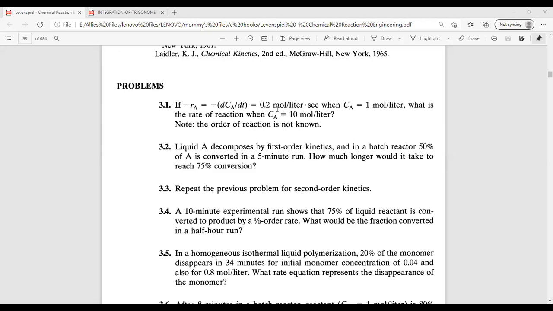Now, in problem 3.1, you're given that the rate is 0.2 moles per liter per second when the initial concentration is 1 mole per liter. What is the rate of reaction when Ca is equal to 10 moles per liter? There's a note here that the order of the reaction is not given. Okay, the order of the reaction is not given in this case. So if you're going to write it down, I'll just annotate here directly.